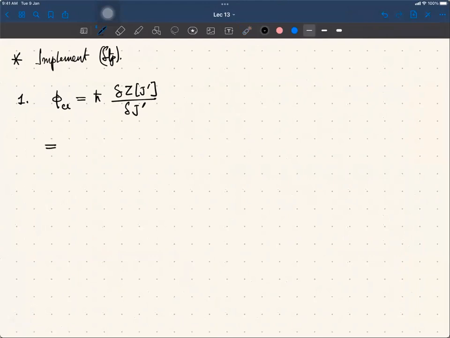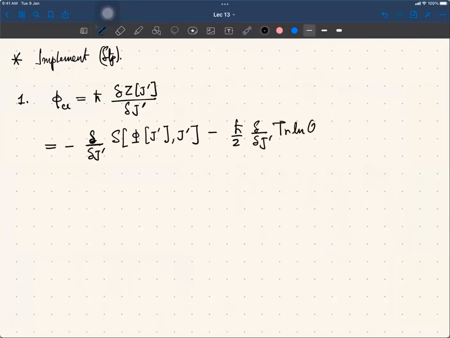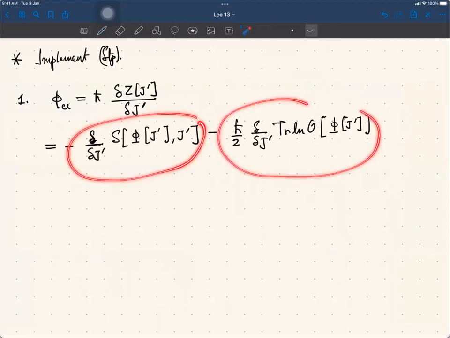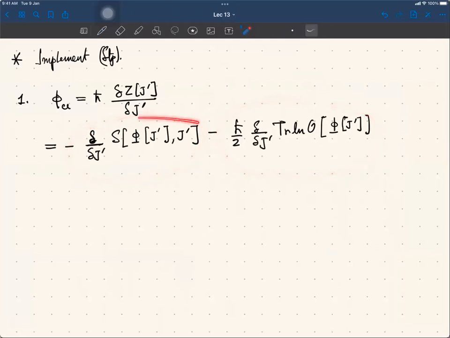So in the first step, you have minus del J prime of S phi lower bar J prime, and then minus H bar by 2 del J prime of trace log O phi lower bar of J prime. These are the two terms, and of course this is at order 1 and this is at order H bar. So let us focus on this term first, the order 1 term.